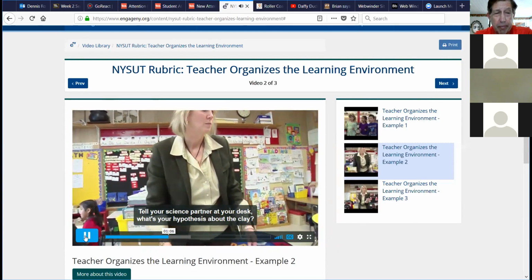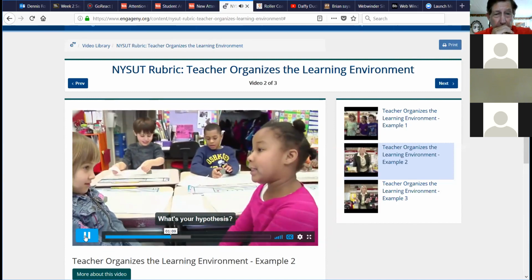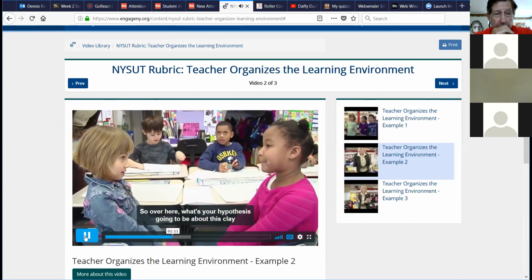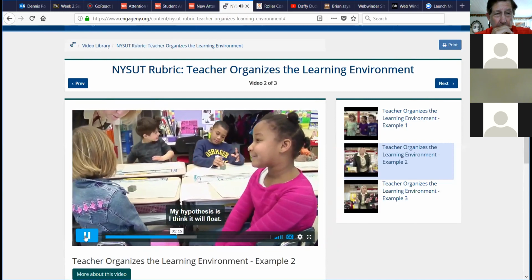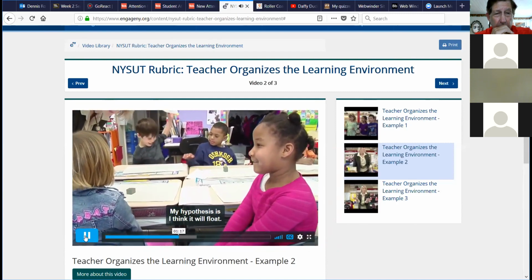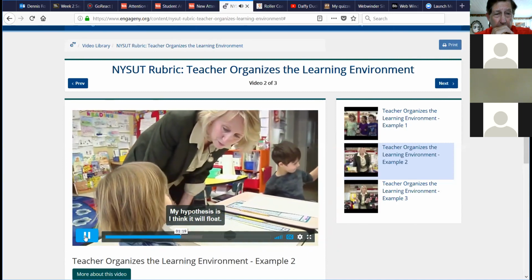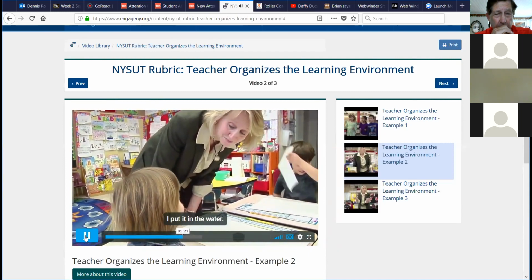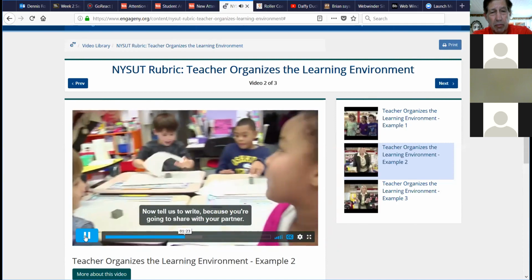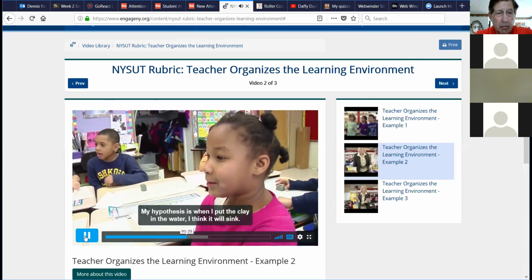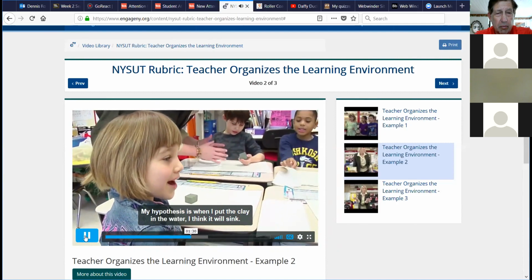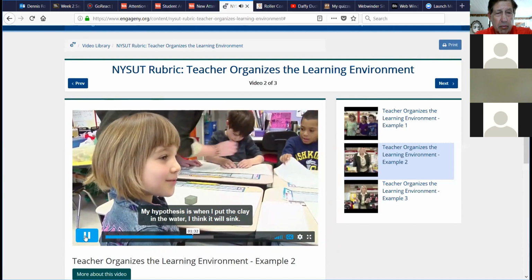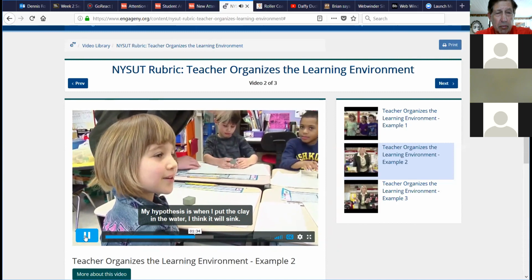What's your hypothesis? What's your hypothesis going to be about this clay when I bring the water? My hypothesis is I think it will float when I put it in the water. Excellent. Now tell Soraya, because you have to be careful. So I'm noticing that this hypothesis is covering. So that really makes it when I put the clay in the water, I think it was safe.